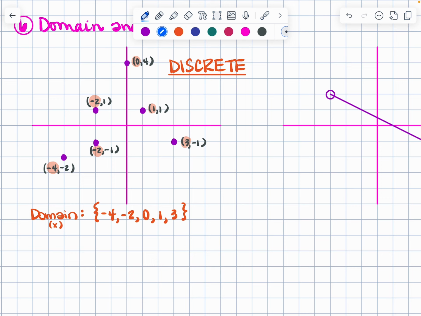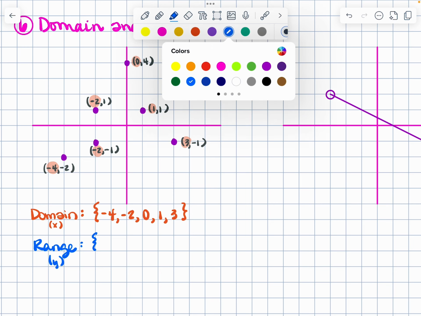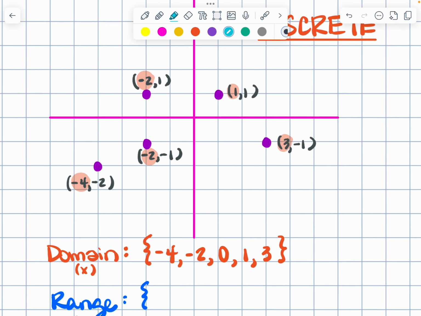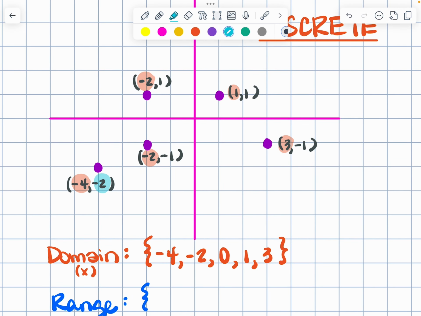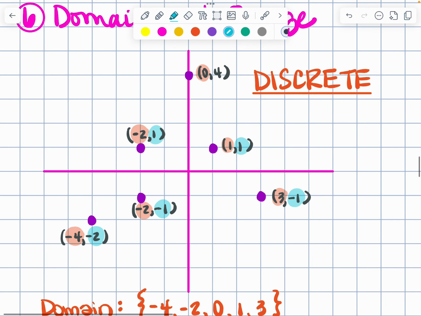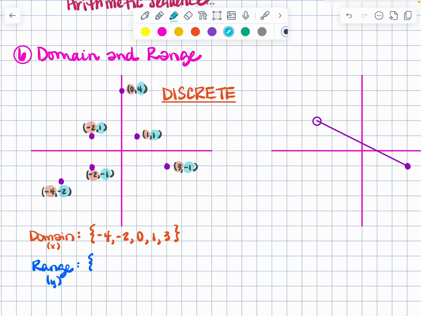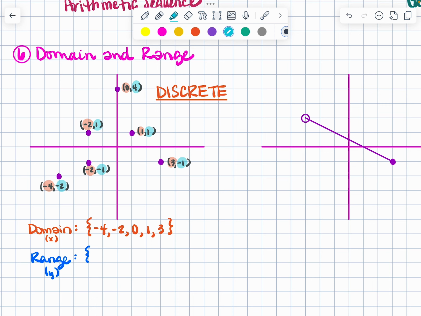Okay, then we want the range. I'm trying to color code it here. And remember, the range is the height of the graph from low to high. Again, we're just listing the y values. So from low to high, this is my lowest point. Then I have a -1. I have another -1 over here. And then I have a 1. Oh, and then I have another 1. And then I forgot about that 4 up there.